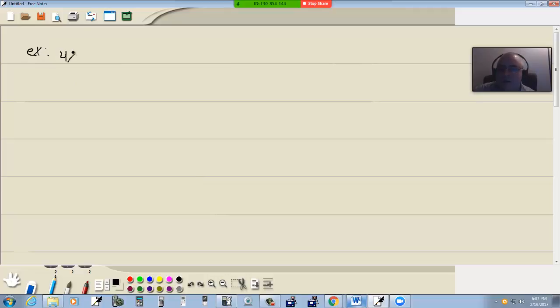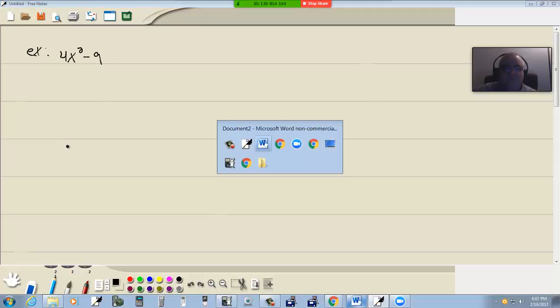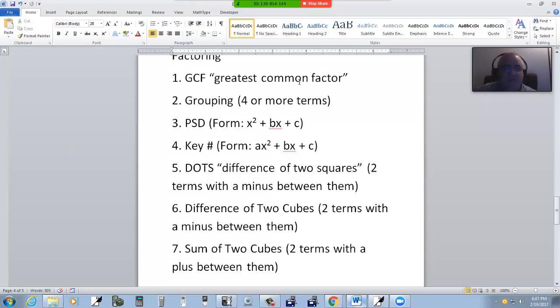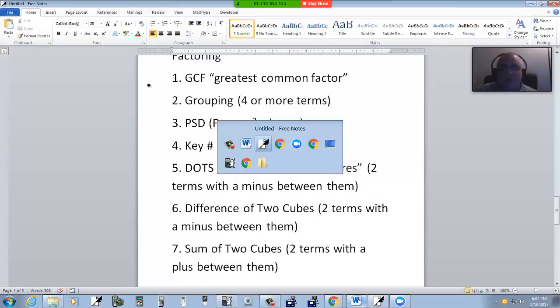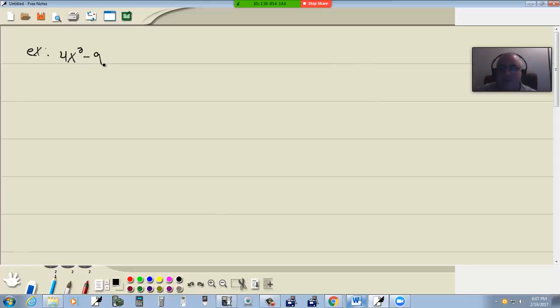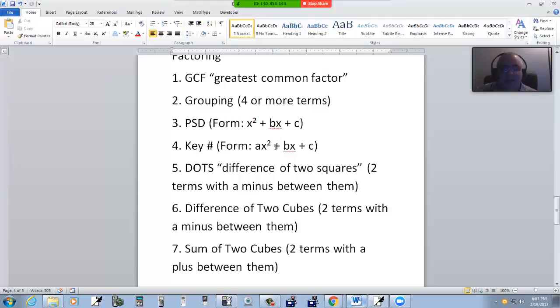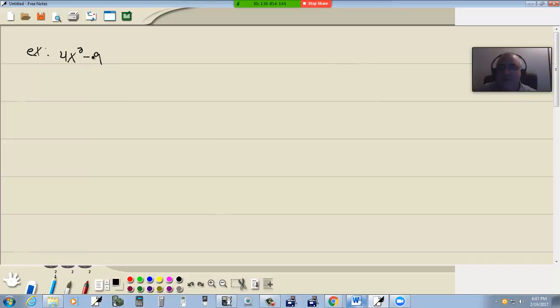Say we got 4x squared minus 9. GCF. There isn't any. Grouping is 4 or more terms. Well, we got 2 terms here, so that doesn't apply. PST and key number are both 3 terms, so that doesn't apply. DOTS. 2 terms with a minus in it. That applies.